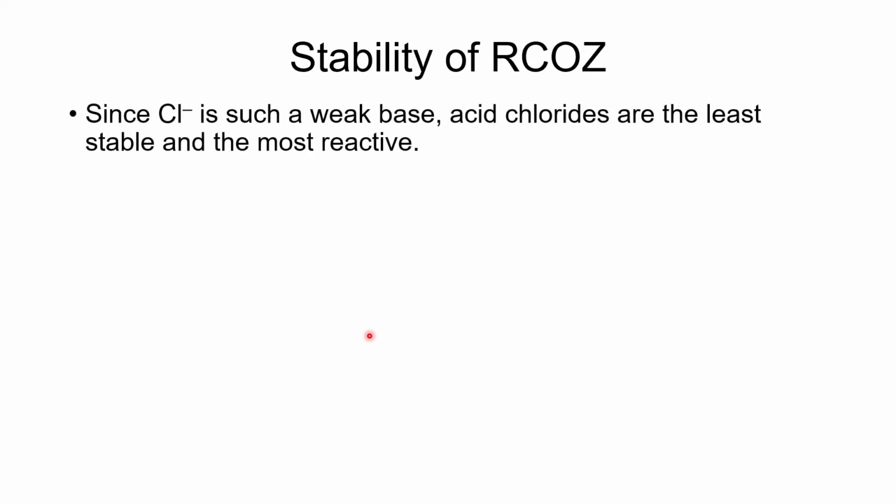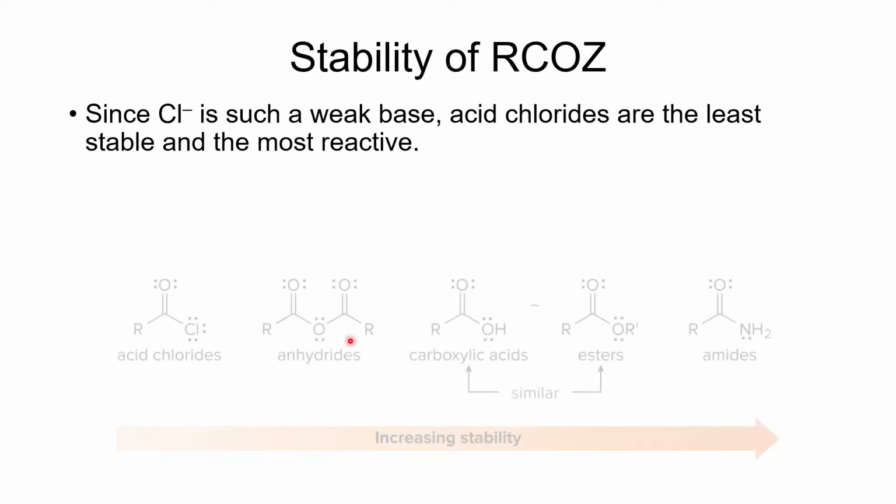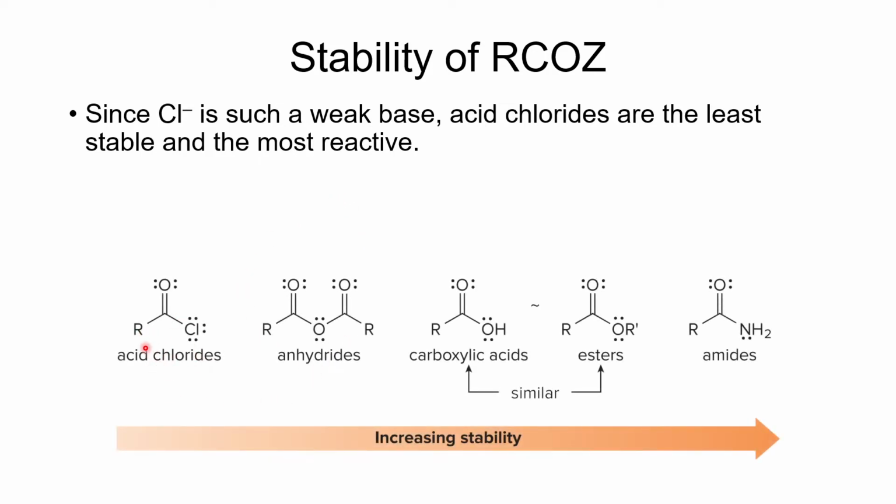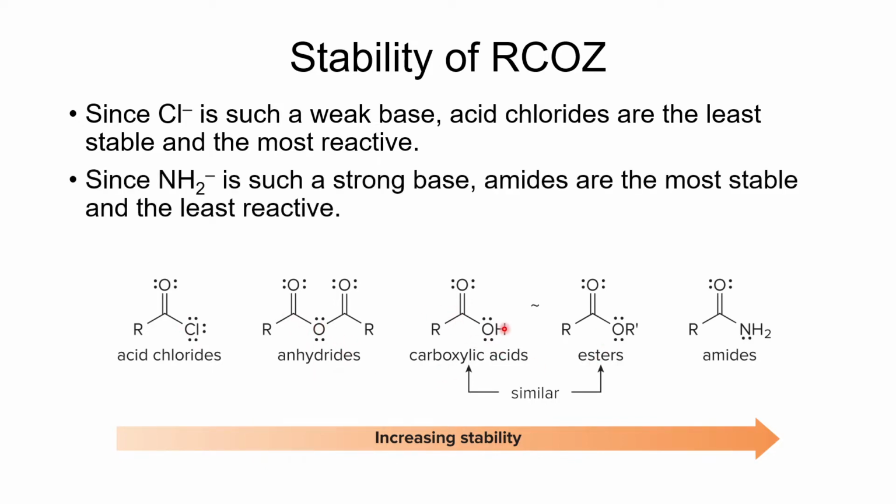So this is just to state what we just said. The better something is as a leaving group, the less stable the carbonyl compound is going to be. So acid chlorides are not very stable. Anhydrides are a little bit more stable, but they're still pretty reactive. Carboxylic acids and esters are about the same in reactivity because the OH minus and the OR minus are pretty close to equal as far as leaving group ability. And then finally, amides are going to be the most stable because it has a very poor leaving group.